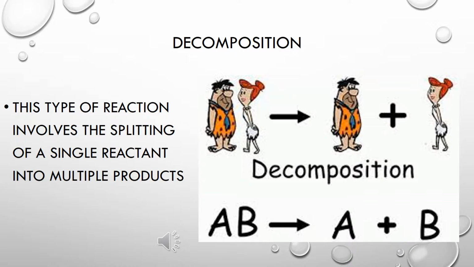The second chemical reaction we're going to talk about is decomposition. This type of reaction involves the splitting of a single reactant into multiple products. As you see below in our formula, we have the reactant AB splitting into the products A plus B. A real-world example of this would be hydrogen peroxide splitting into water and oxygen.